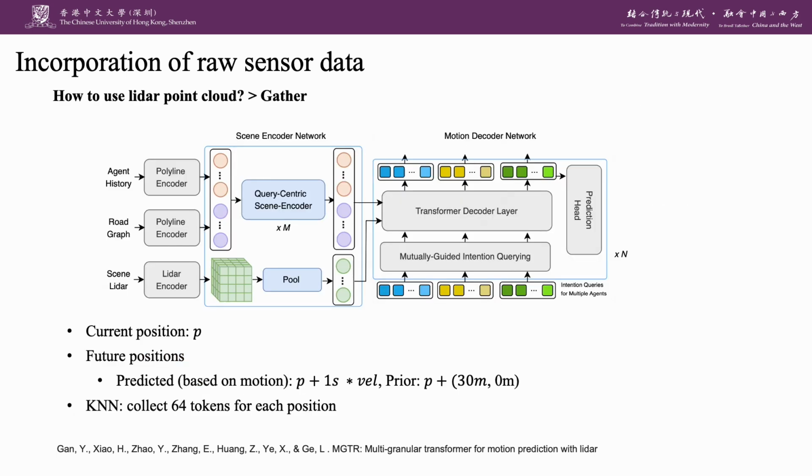In the decoder network, we use a dynamic strategy to gather related LiDAR tokens for each focal agent. Specifically, we define 3 target positions, including a current position and 2 future positions predicted from the velocity and prior knowledge. Then the KNN algorithm is employed to collect LiDAR tokens for cross-attention in the decoder layer. The updated pipeline is shown in this figure.